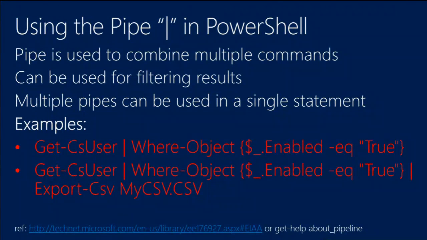The second example is once we've got that information, we're piping it to be able to do something with it, which in this case is exporting it to a CSV file. So we then have a list of all our enabled users, which we can use to do something else with. But we'll get onto that later. Also at the bottom, there's a link to a TechEd page, which gives you more information on the pipe and some of the filtering that's available. You can also do a Get-Help about_pipeline as well.